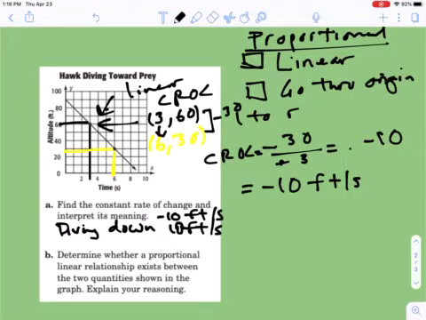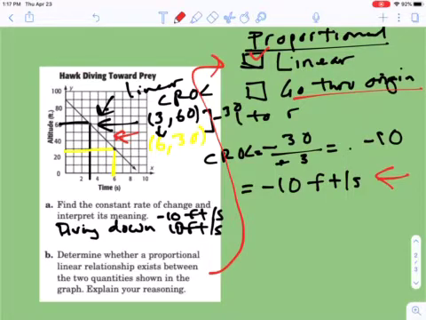All right, now determine whether a proportional linear relationship exists between the 2 quantities shown in the graph. Explain your reasoning. Well, we're going to look at whether this ticks our boxes. Is it linear? Yes, it's linear because it has a constant rate of change, and it makes a straight line, which we can see here on the graph. So we're good. But does it go through the origin? No, it doesn't. The origin's right here, and this line is a very nice line, but it never goes through that origin.